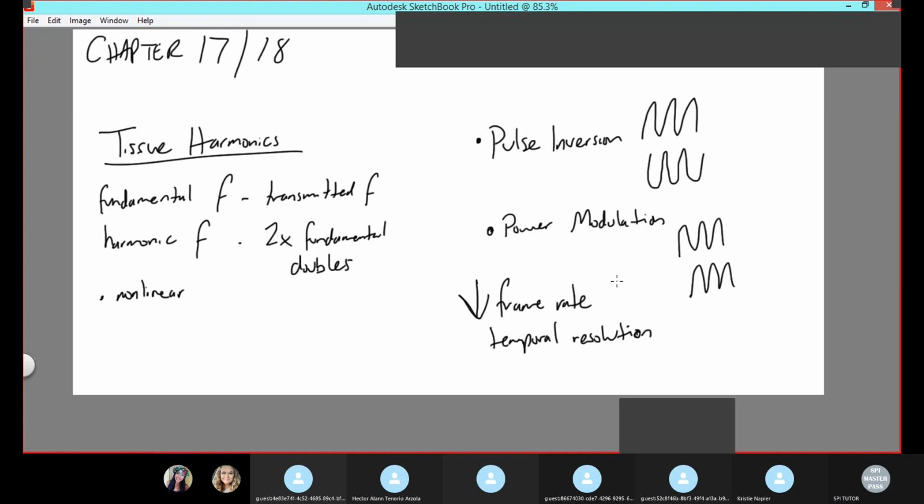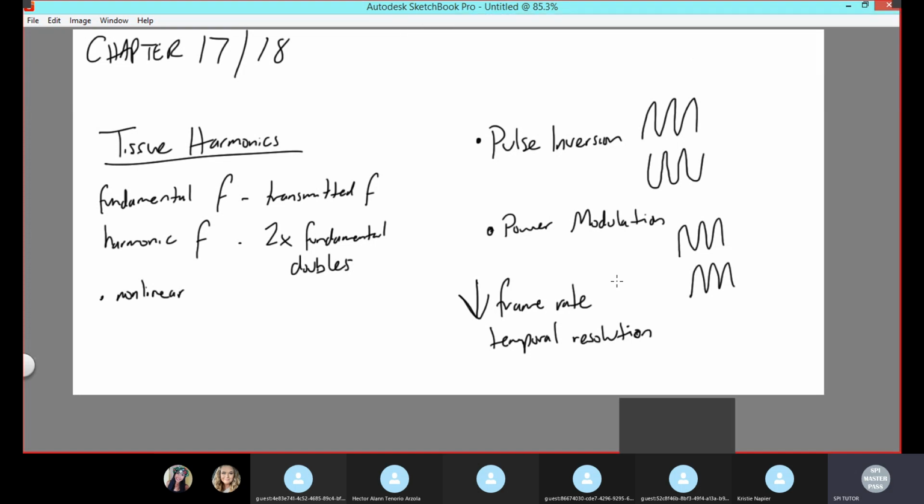frame rate. Yep. So pulse inversion and power modulation all fall under tissue harmonics. As soon as you turn on tissue harmonics, it's going to worsen your frame rate and worsen your temporal resolution. Now, whether it's done by pulse inversion or power modulation, that's up to the machine. But tissue harmonics automatically will worsen your frame rate. So try to use that as a way to connect it. You send out double the amount of pulses and you get double the frequency. So whatever your frequency is gets doubled. That's one way to remember that those two happen.